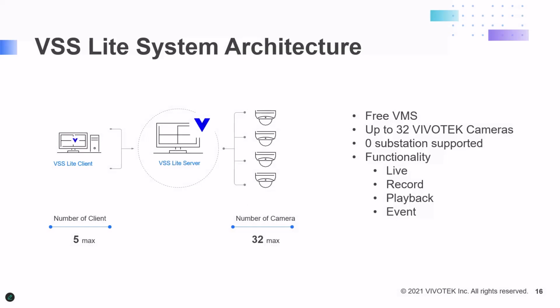Your VSS Lite is a free VMS that allows you to connect up to 32 VIVOTEK only cameras, but no VSS or VIVOTEK embedded NVRs are going to be supported with this version. It has the very basic functions for a VMS. We have live viewing, recording, playback, and then even event searches.